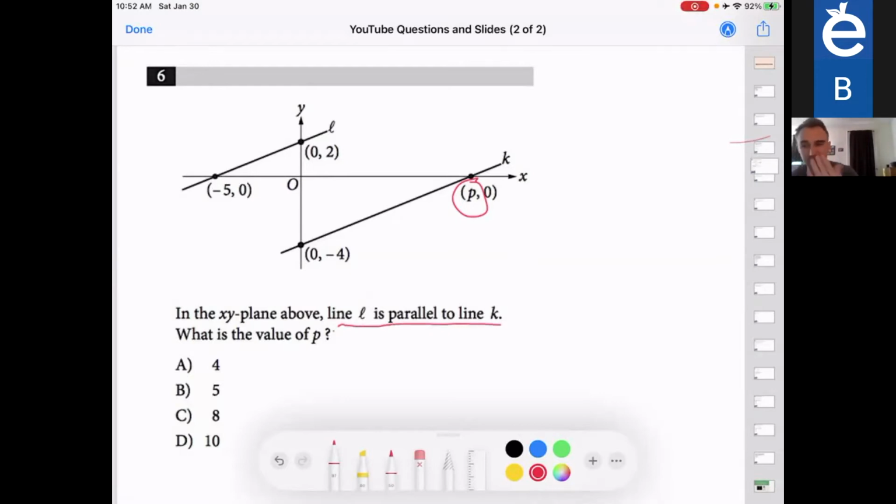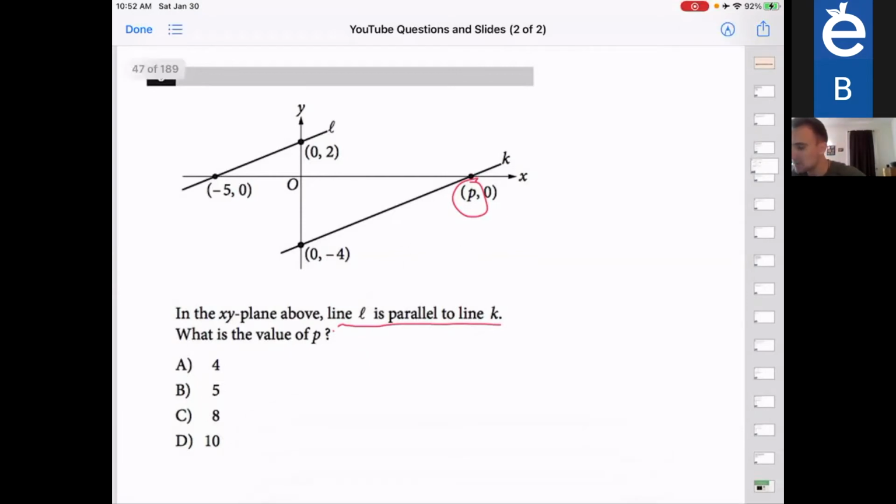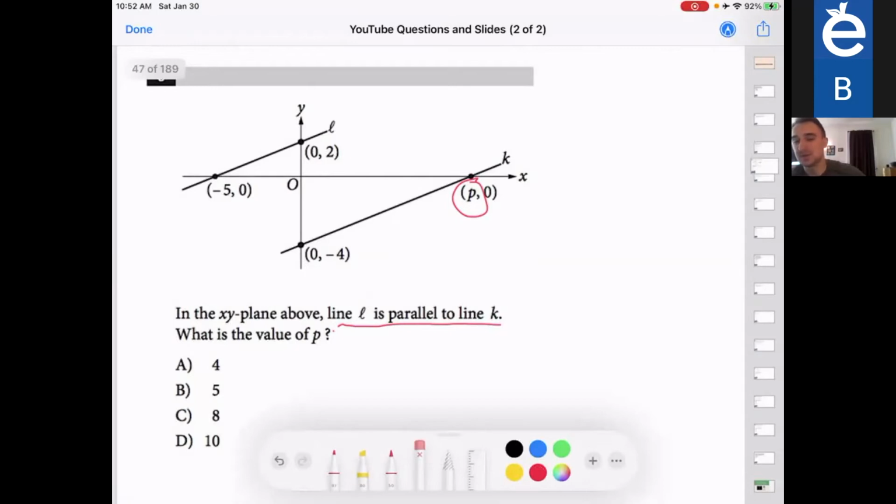What does that mean? You can send this to me in the chat quickly. What does that enable us to do here in this problem? That line L is parallel to K. What piece of information does that tell us? Think about it in terms of slope. If we know they're parallel lines, what does that mean about their slope? Well, if they tell us that line L is parallel to line K, their slopes must be equal, right? So the slope of L must be equal to the slope of K.